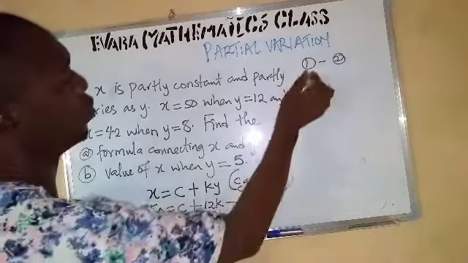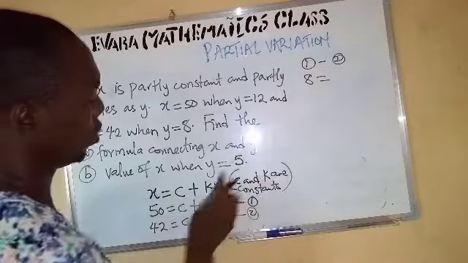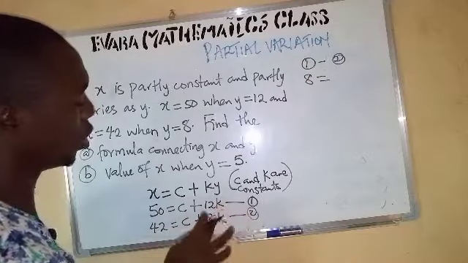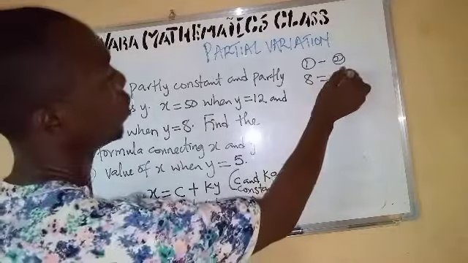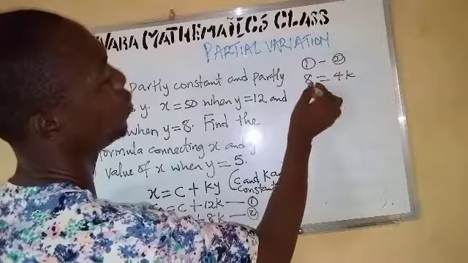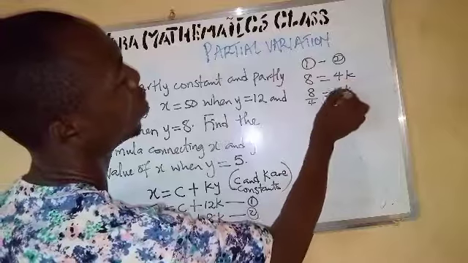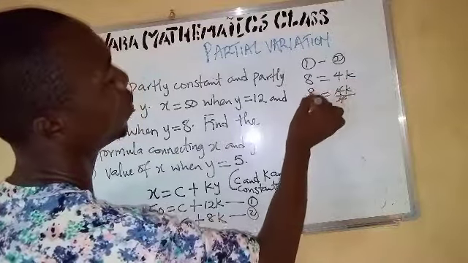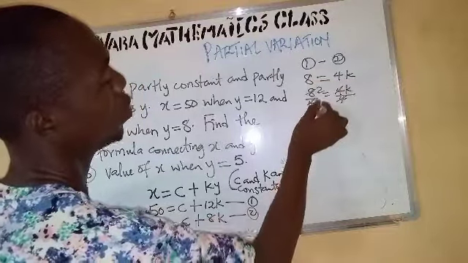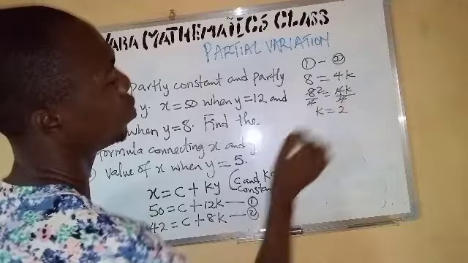50 minus 42 is 8. C minus c is out already. 12k minus 8k is 4k. So if we divide both sides by 4, 4 cancels 4. 4 in 8 is 2. So that means our k equals 2.